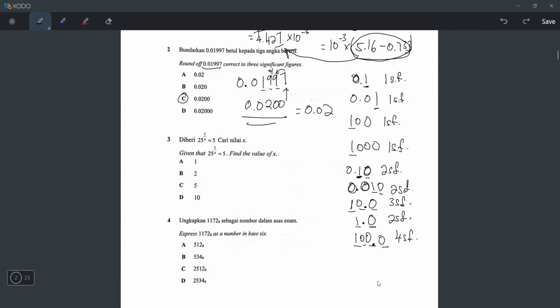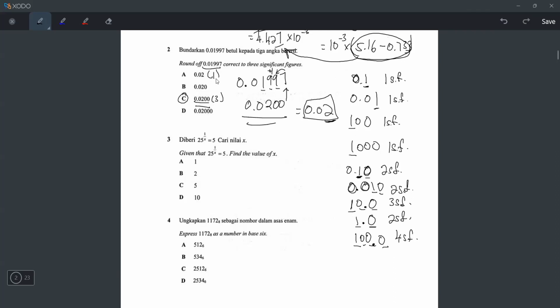Do you remember what I told you just now? If you write 0.02, how many significant figures is this? This is 1 significant figure. You have to put the 0 at the back also, because if there is a decimal point, the 0 at the back counts. 0.0200 and 0.02 are basically the same value, but the 0 at the back, we count it as significant figures. So this is 3 significant figures.